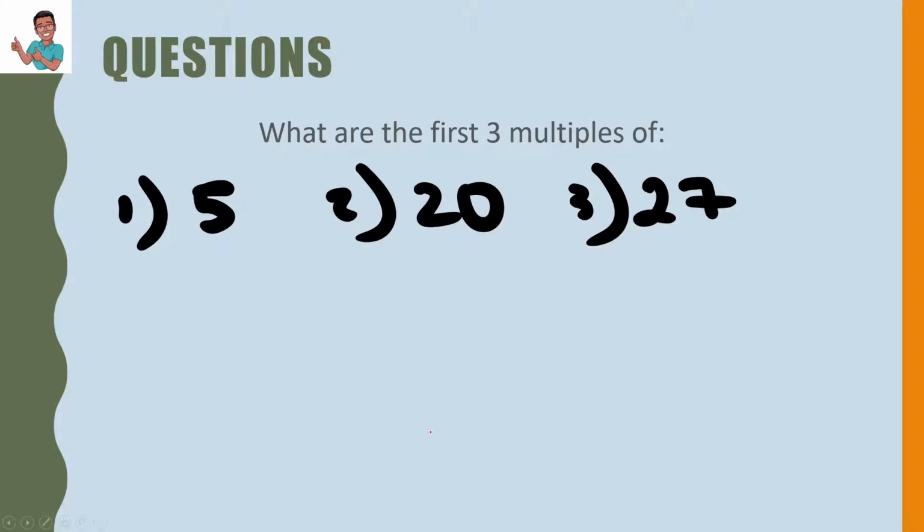I would like you to try this question. What are the first 3 multiples of the following numbers, 5, 20, and 27? Press pause and have a go. When you're ready, press play.